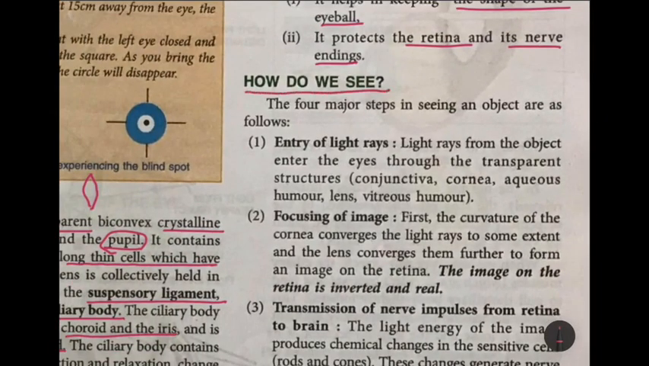So this is whatever assignment I told you to do just now, that is all for today. Now the four major steps in seeing an object. First, light has to enter, entry of light rays. So from the object it enters the eye through the transparent structures. What are the transparent structures? Conjunctiva, cornea, aqueous humor, lens, vitreous humor.